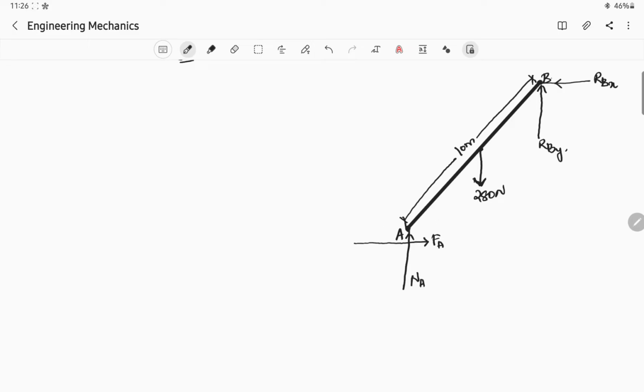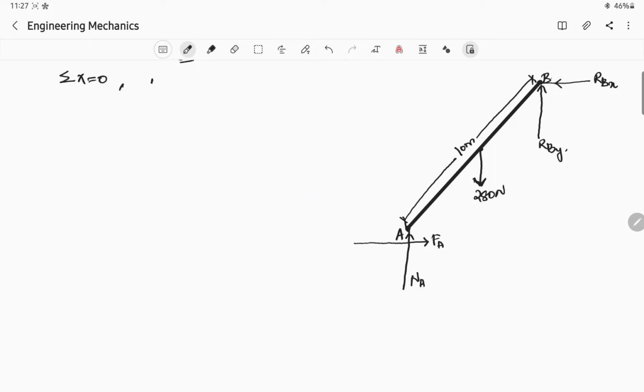Understood? Right. So by observing the figure, how many unknown forces are there? We have Fa, which is unknown, Na is unknown, then we have Rby and Rbx, which are unknown forces, isn't it? So we have to calculate all those forces now. How to calculate that? Simply we take sigma x is equal to 0. You can see here how many horizontal forces are there. Horizontal forces are Fa and Rbx, isn't it?